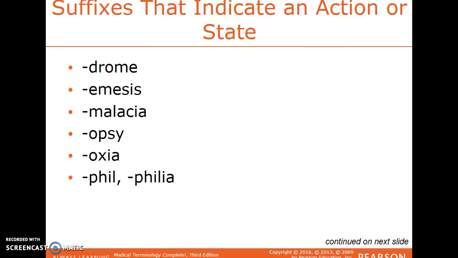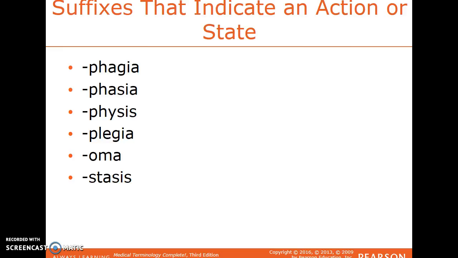Phil or philia means a loving or affinity for. The term hemophilia literally means loving or affinity for blood. It's a condition of uncontrolled blood loss.